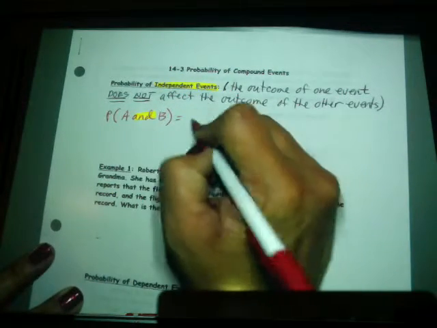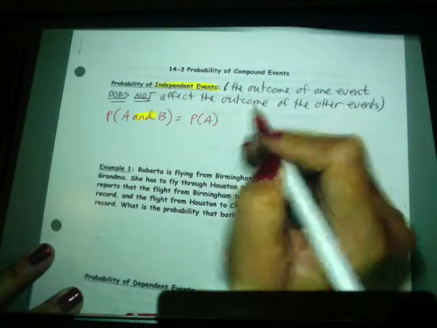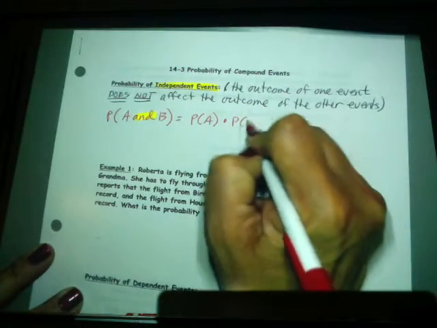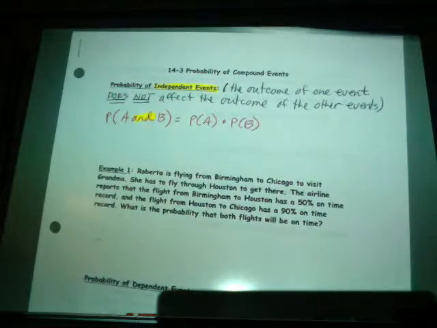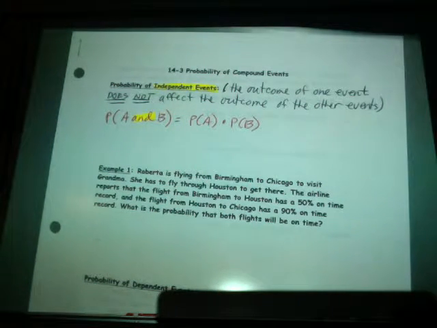And what you're going to end up doing is taking the probability of the first event and you're going to multiply it to the probability of the second event. Or however many events there happens to be, you're going to multiply each of those probabilities together.